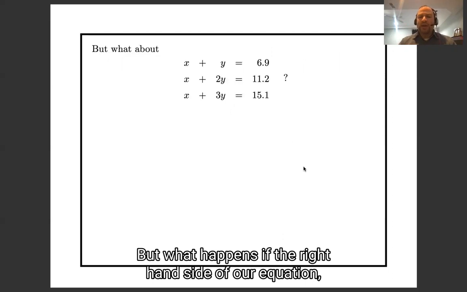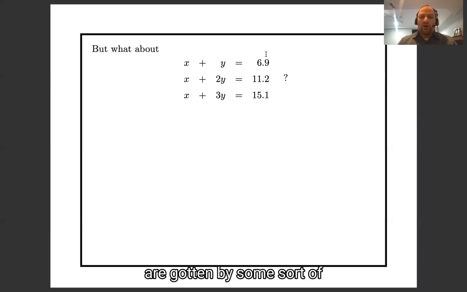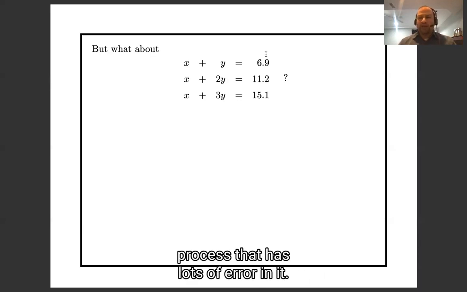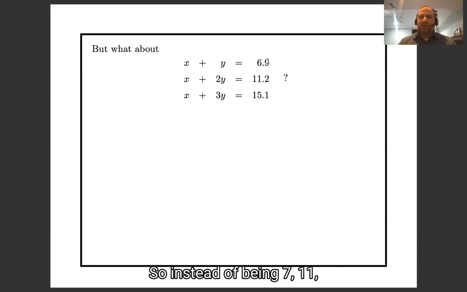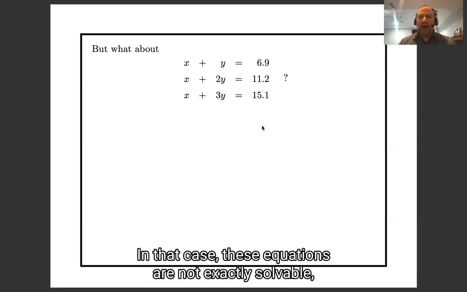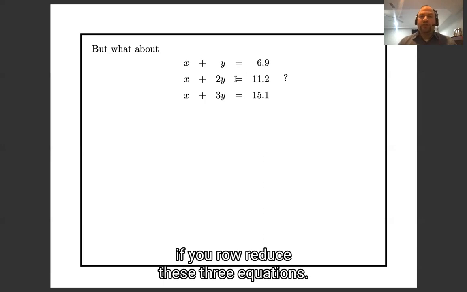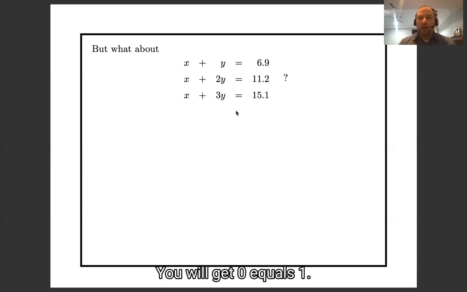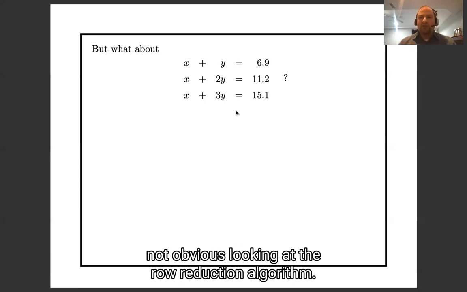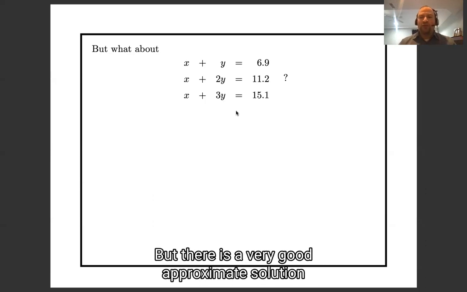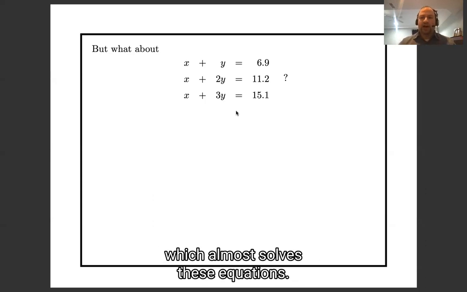But what happens if the right-hand sides of our equation are gotten by some sort of process that has lots of error in it? So if these are some sort of experimental measurements, so instead of being 7, 11, 15, there's 6.9, 11.2, 15.1. In that case, these equations are not exactly solvable. If you row reduce these 3 equations, you'll get 0 equals 1, so you'll find that there is no solution. And it is not obvious, looking at the row reduction algorithm, that there is a very good approximate solution which almost solves these equations.